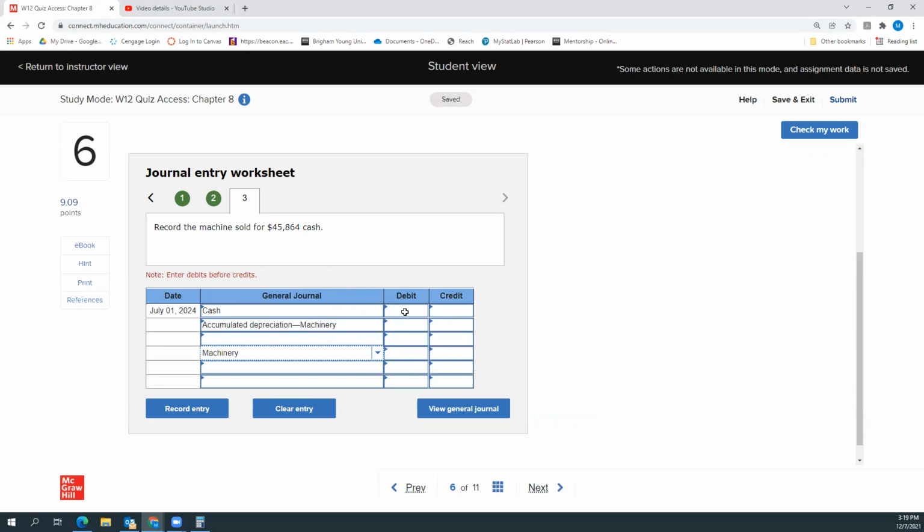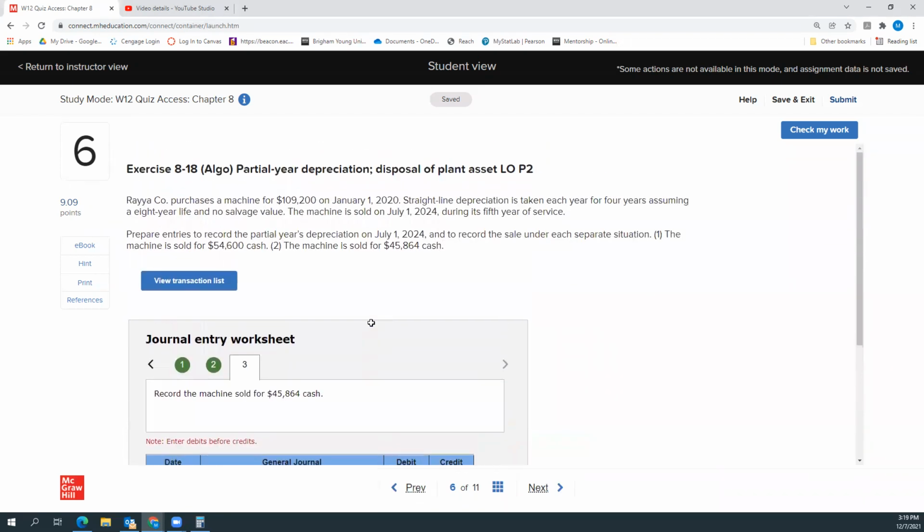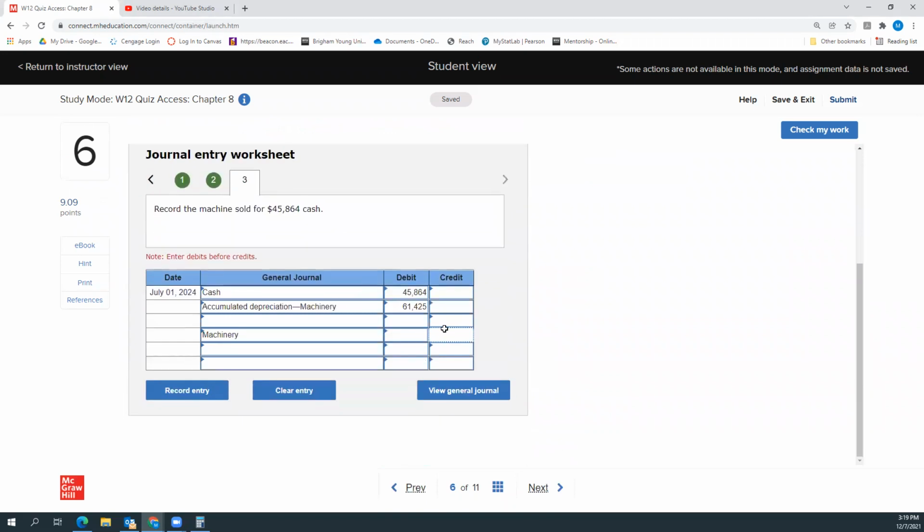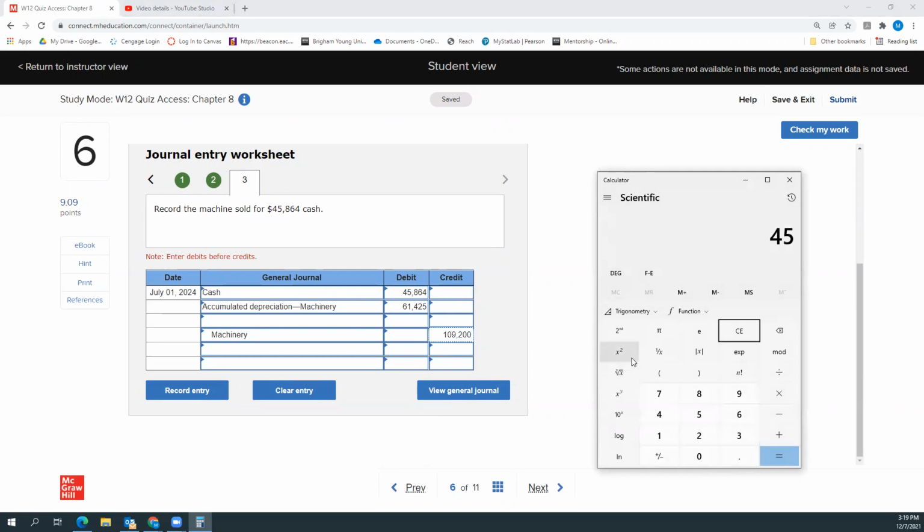I know my cash was $45,864. That's the amount of cash I received for the sale. We just figured out in the last problem that our accumulated depreciation account has a credit balance of 61,425. So we're going to debit that account 61,425, to bring that account balance to zero. And our machinery account had a balance of 109,200 on the debit side. So we're going to credit that to bring that balance to zero. And now figure out if we need to do a debit or a credit entry to finish it off. So 45,864 plus 61,425. So this time I have 107,289 on the debit side and 109,200 on the credit side.